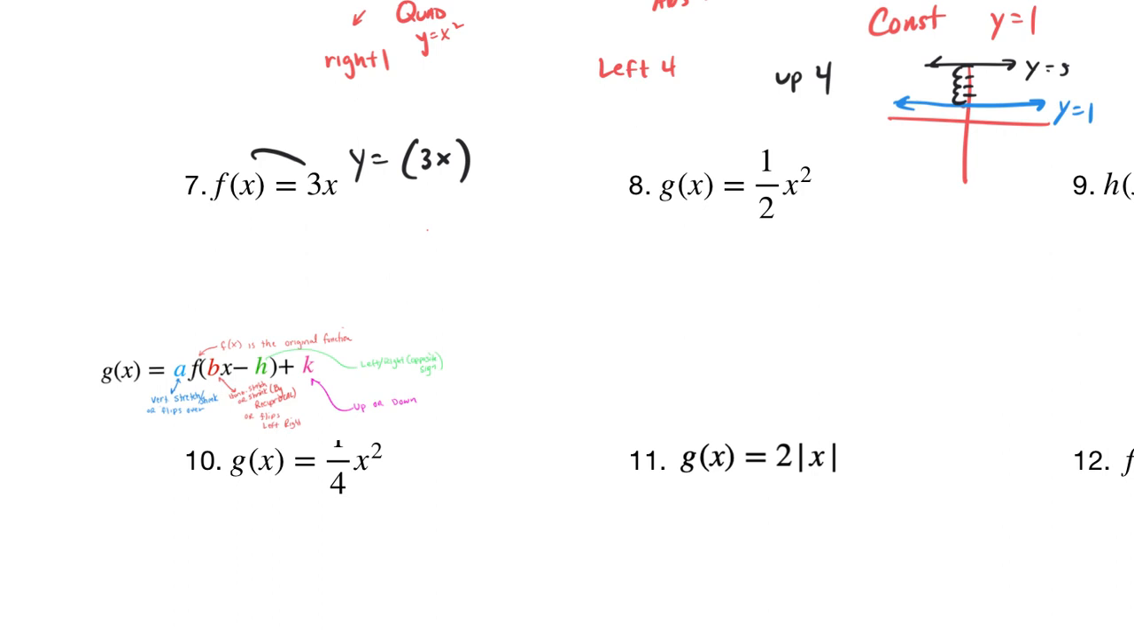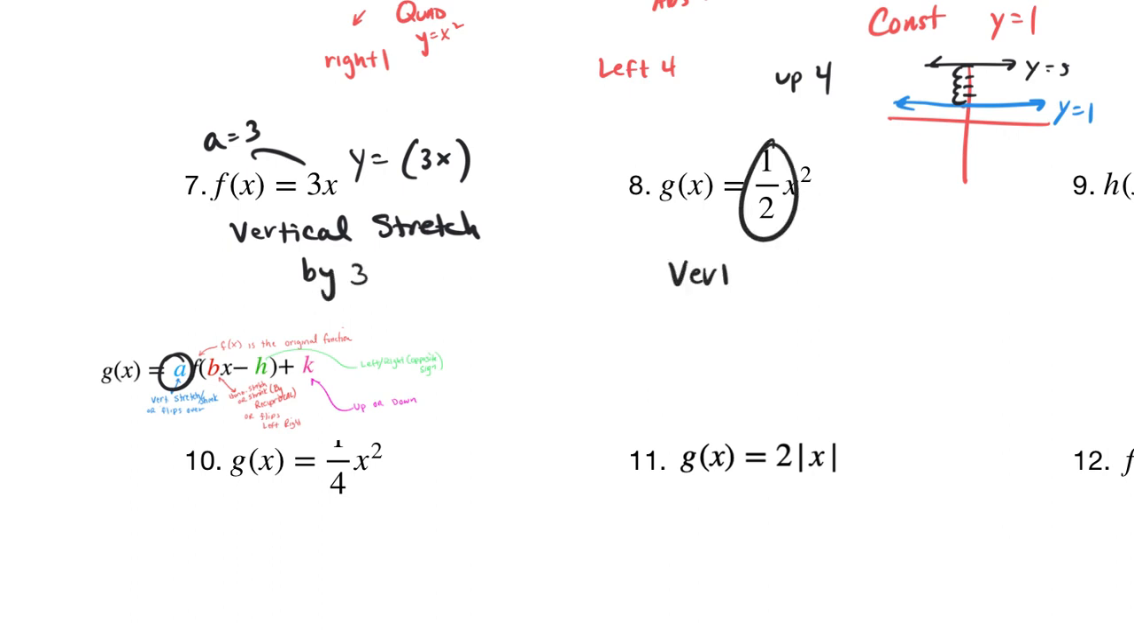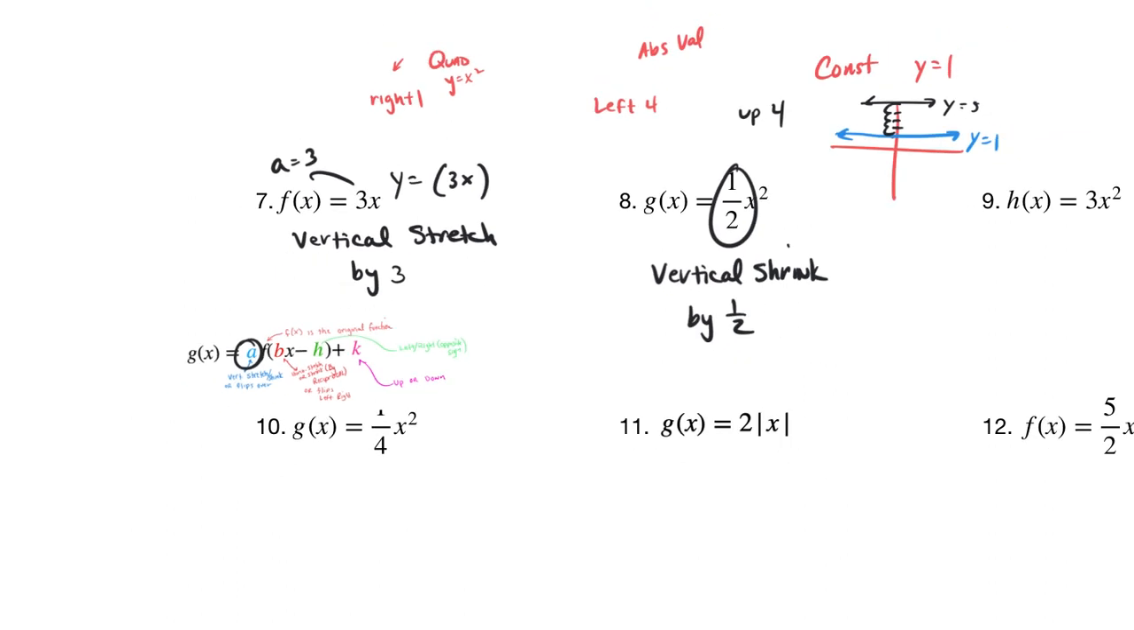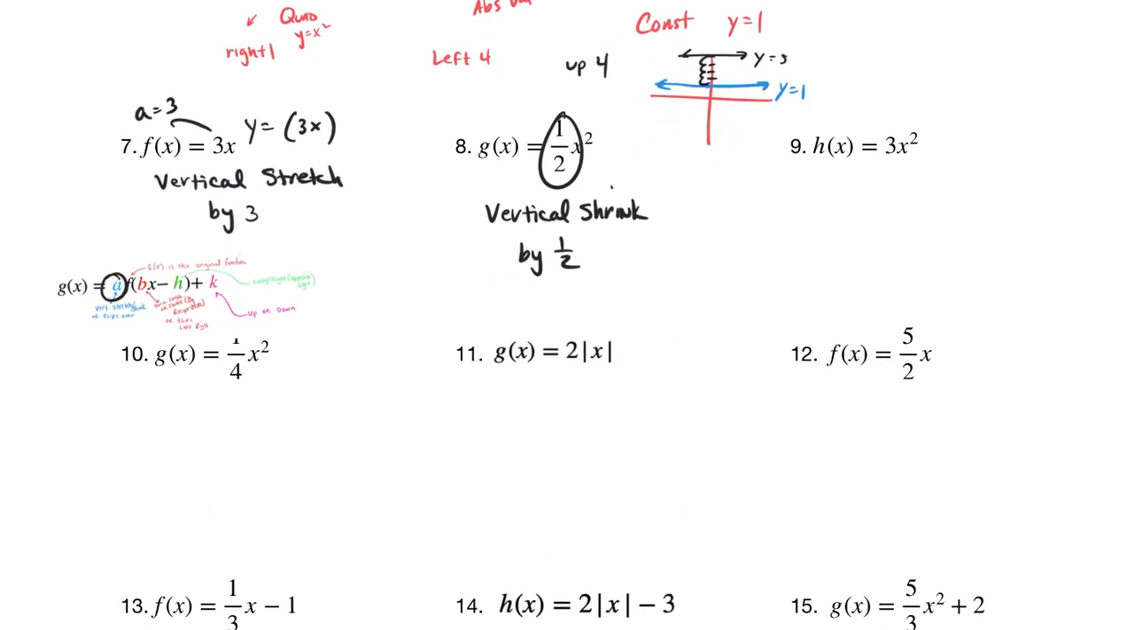And when A is present, it causes a vertical stretch or shrink. In this case, because A equals 3, that will stretch it just by 3. It just multiplies all your y values by 3. Here it has a half out front, so that's vertical. And since it's a half, that will make it shorter, so it's a shrink. Because when you multiply your y's by a half, they get smaller. Shrink by a half, they'll be half as tall. Number 8, the 3's on the outside of the squared, so that's a vertical, and this will be a stretch for this quadratic by 3.